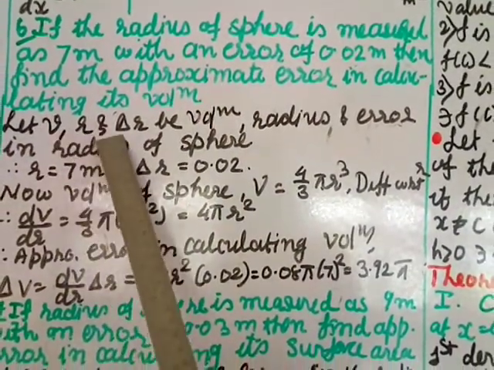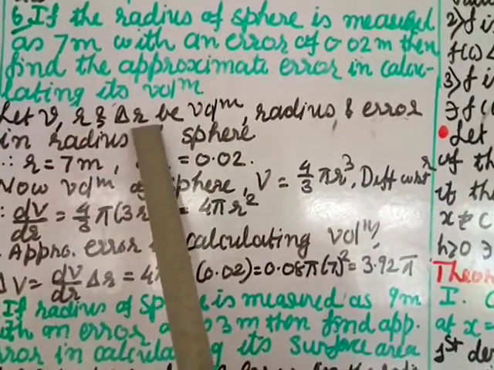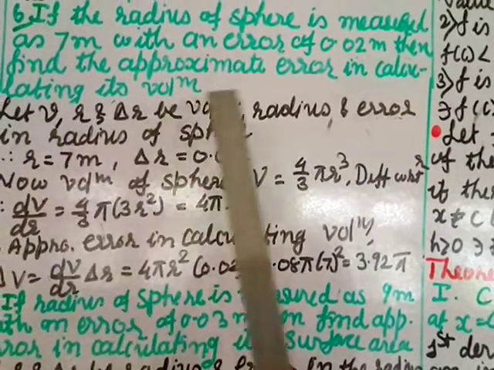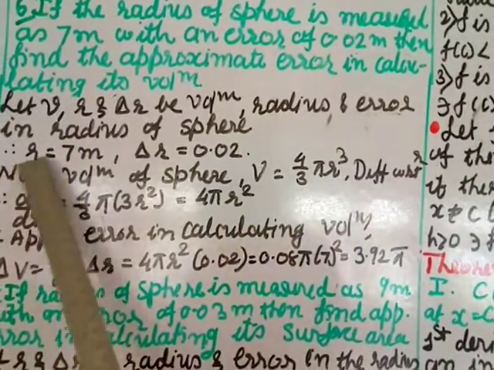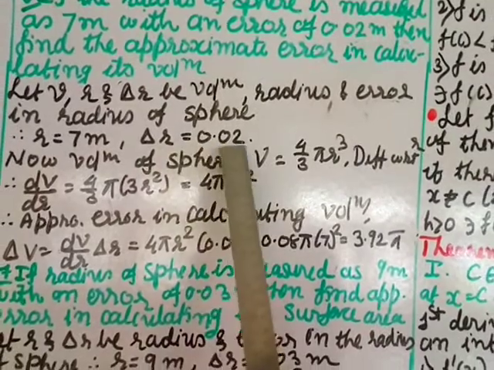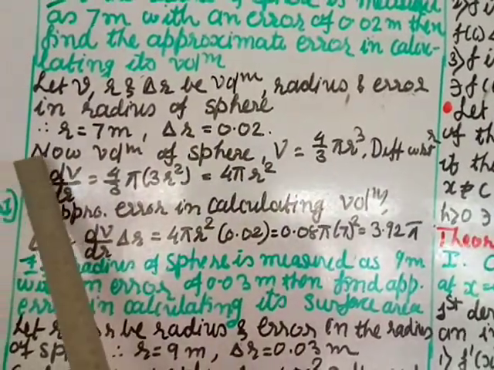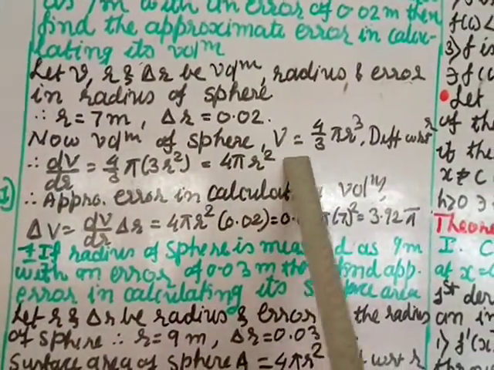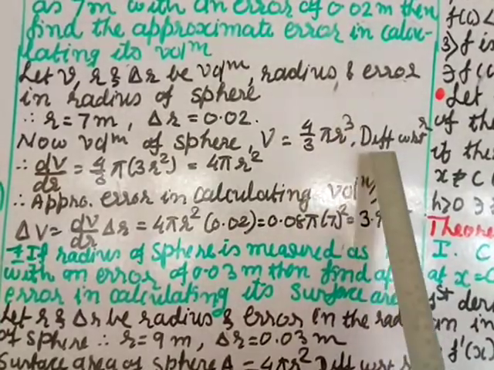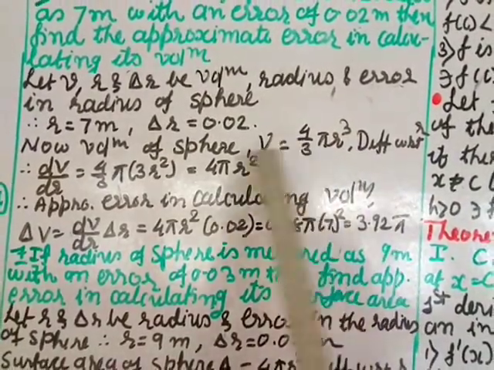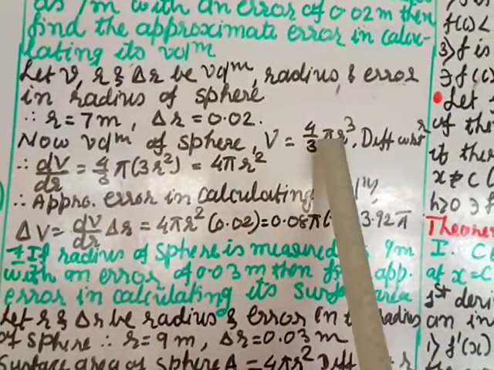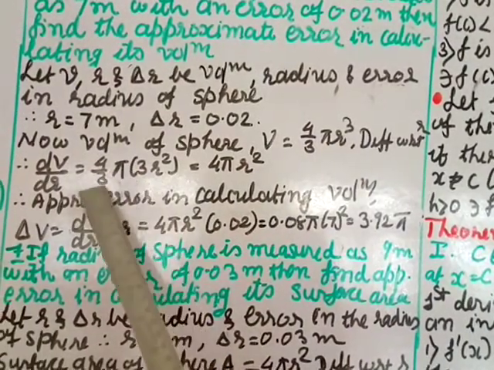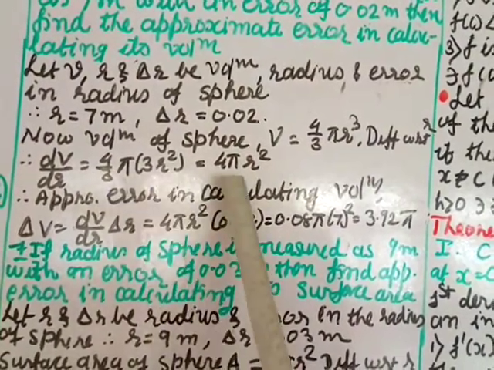Here let V, R, delta R. R is the radius, delta R is the error, and V is the volume of the sphere. R is given to you 7 meter, delta R is given to you 0.02, and then volume of the sphere, we know the formula, 4 by 3 pi r cube, differentiate with respect to r. So dV by dr is equal to 4 by 3 pi, r cube is 3r square, 3 cancels, so you get 4 pi r square.